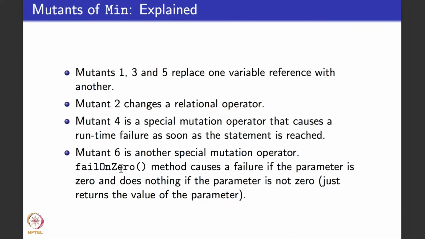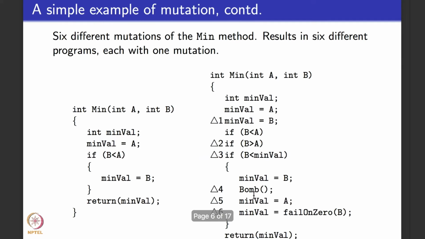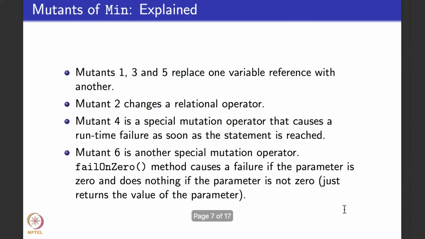The sixth mutant is another very special mutant operator, this mutant fail on 0. What it does is that it's a method that causes a failure if its parameter is 0. If the parameter is non-zero, it does nothing. Does nothing meaning what? It just returns the value of the original parameter as it was.